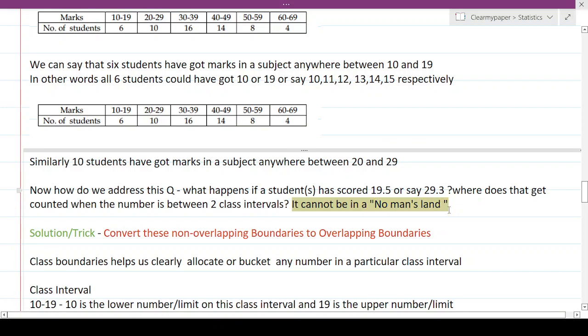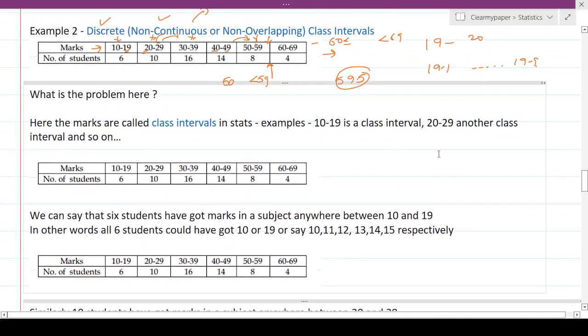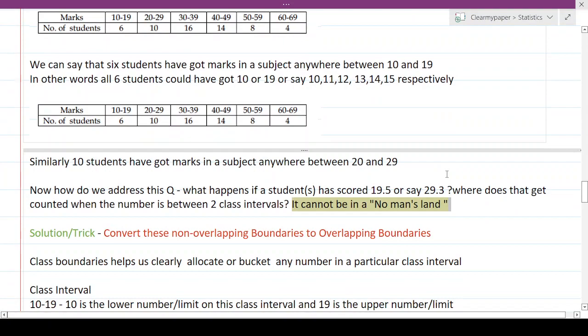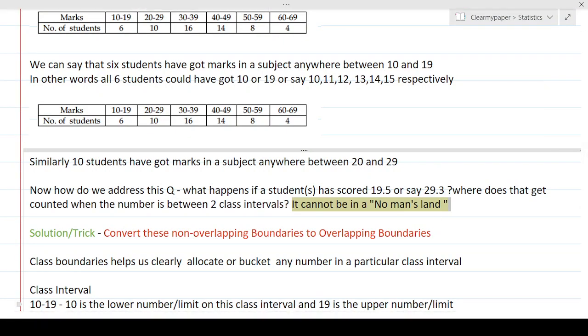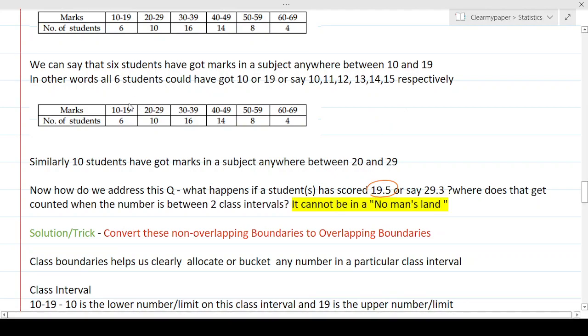Because otherwise there will always be numbers like I put here in yellow. There will always be numbers like 59.5, which is in a no man's land. The student is like orphaned or a refugee. He does not know where to go, and we cannot have that. In this case, I took the example of what if a student has scored 19.5, because this interval ends at 19, and this interval starts at 21, right?